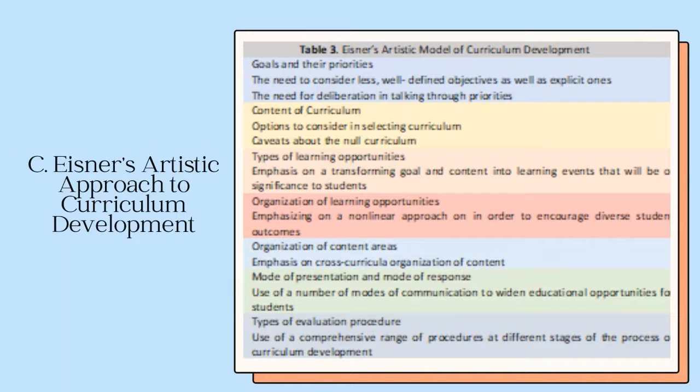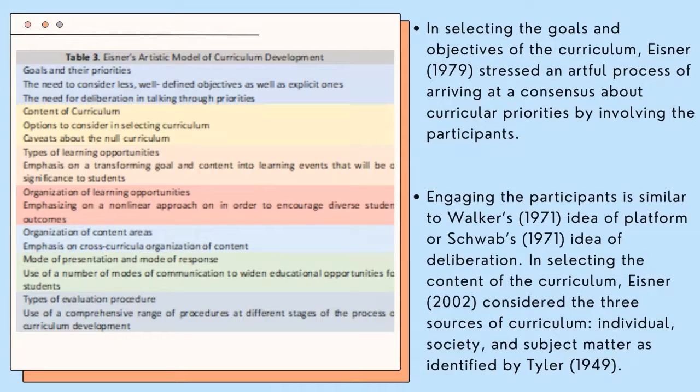This model has 7 parts, namely goals and their priorities, content of curriculum, types of learning opportunities, organization of learning opportunities, organization of content areas, mode of presentation and mode of response, and types of evaluation procedure. So in the first part, we have the goals and their priorities.